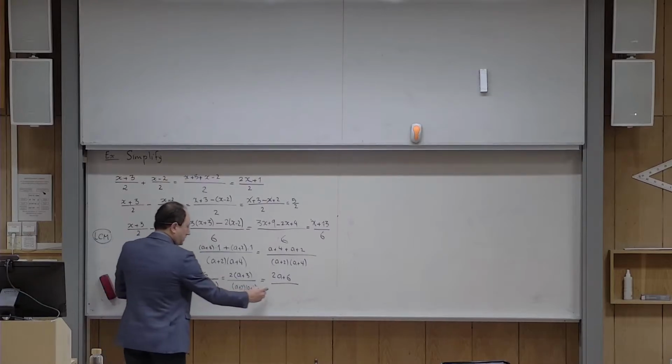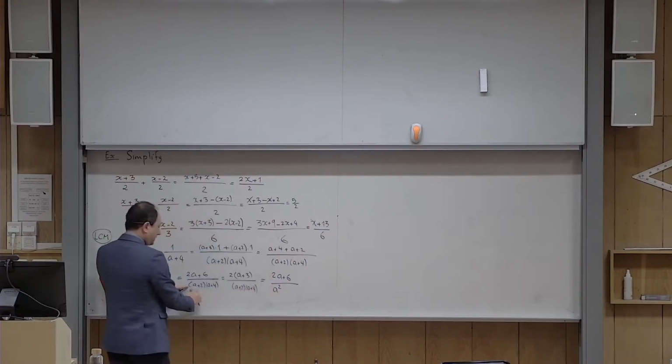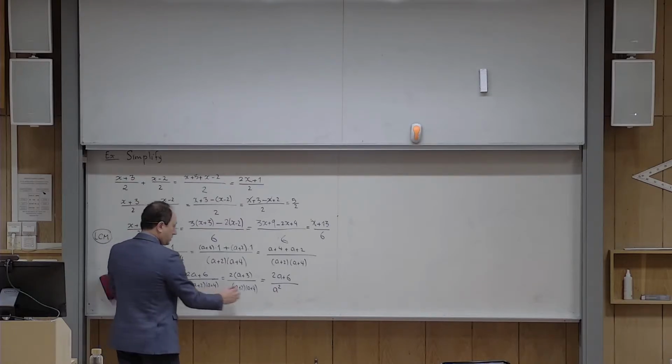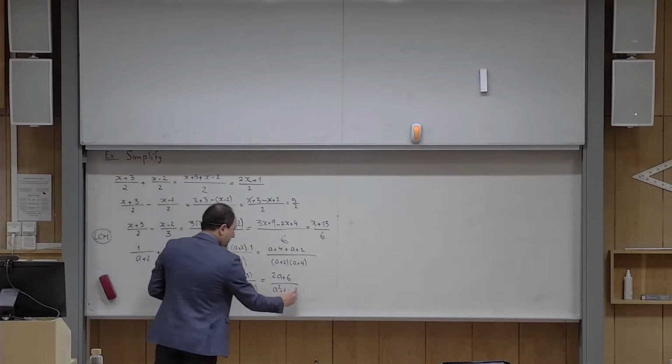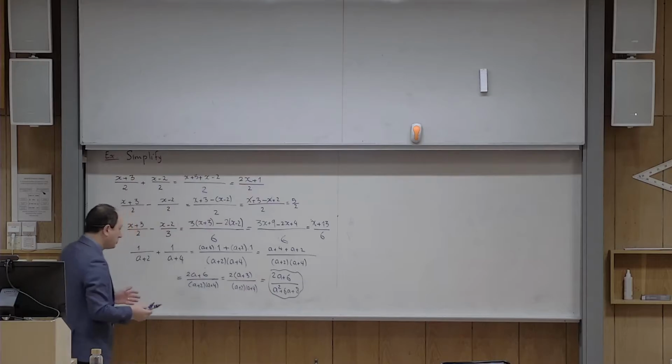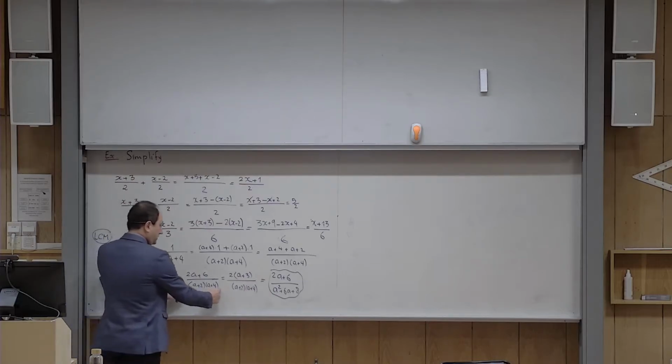A times a is a squared, this is the common term identity. The sum of these two is 6 times the common term, and then the product of these two. I myself, I told you, I prefer to stop here, but that is sometimes boring, especially if the denominator is a product of a lot of terms.